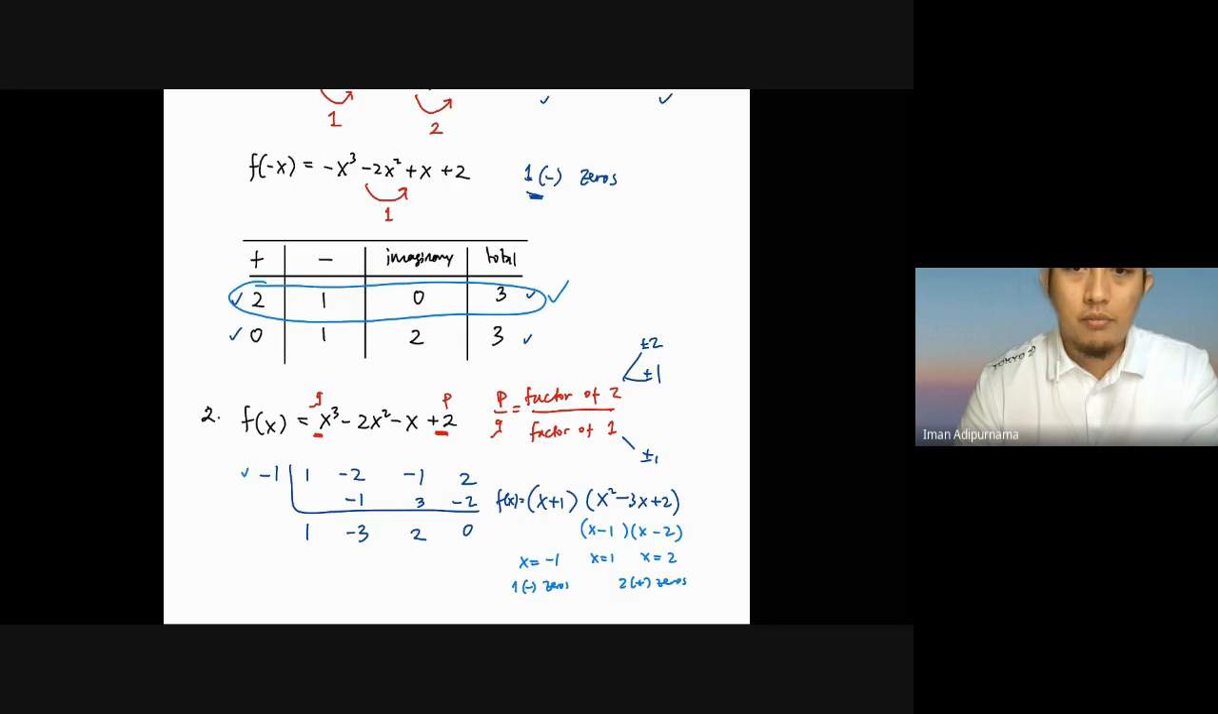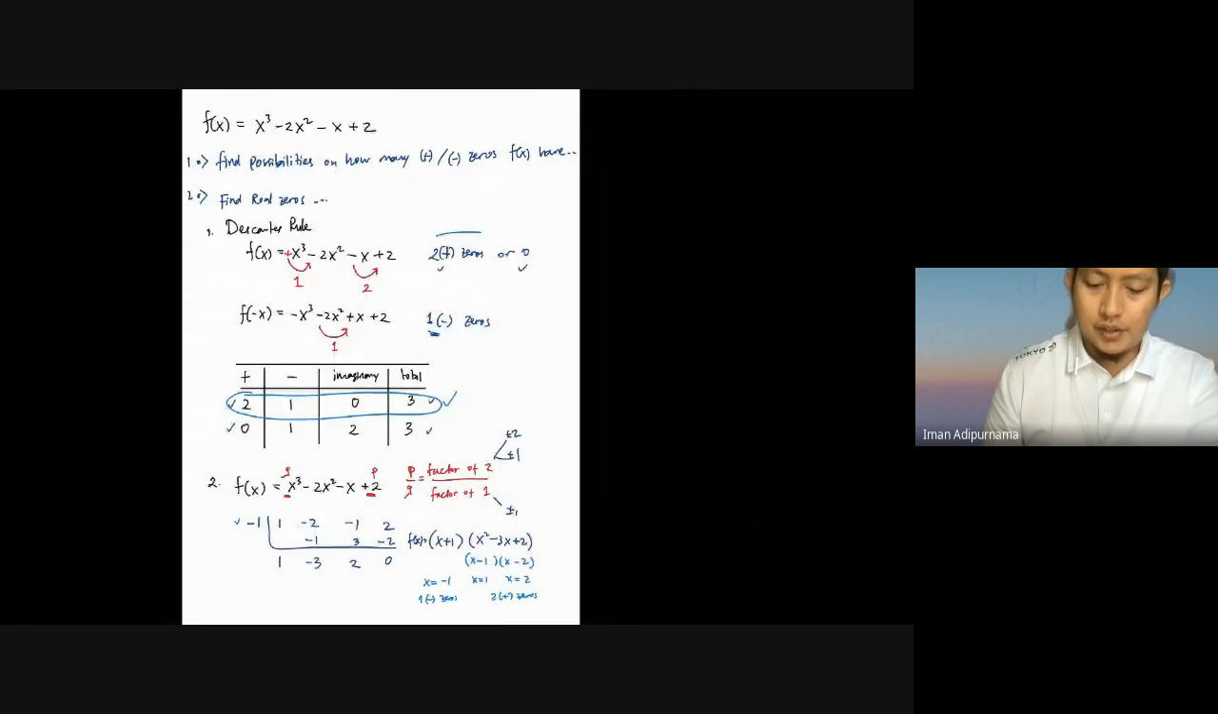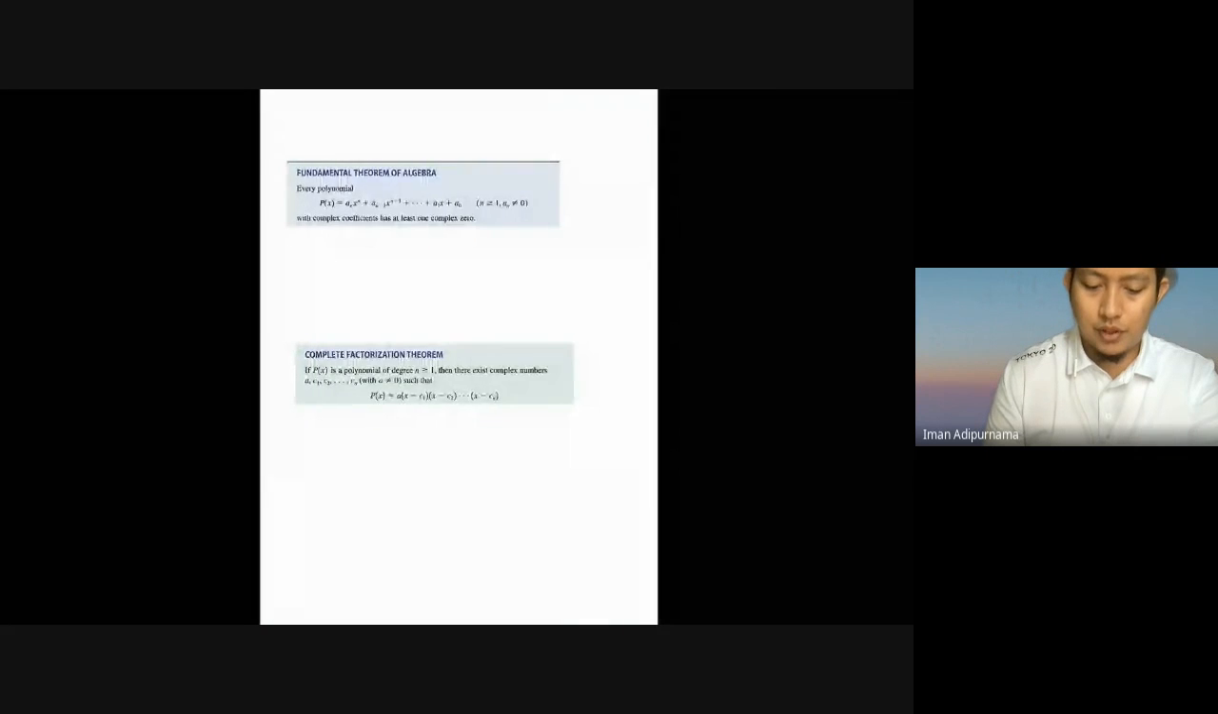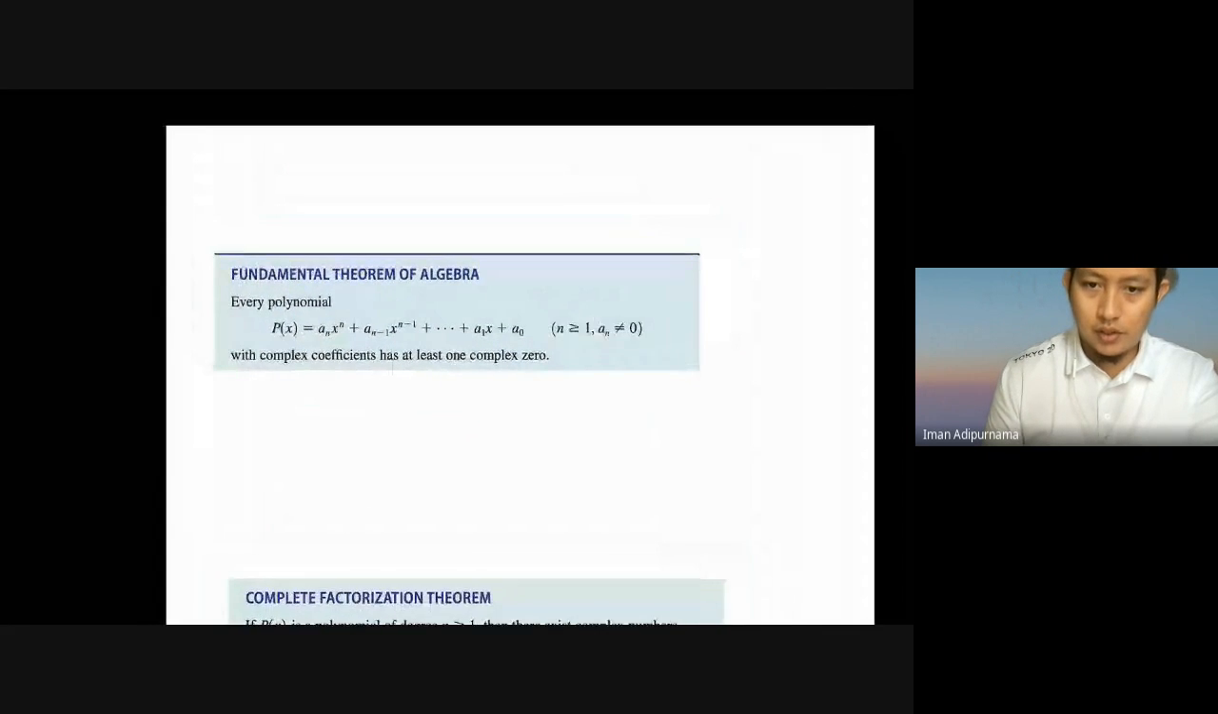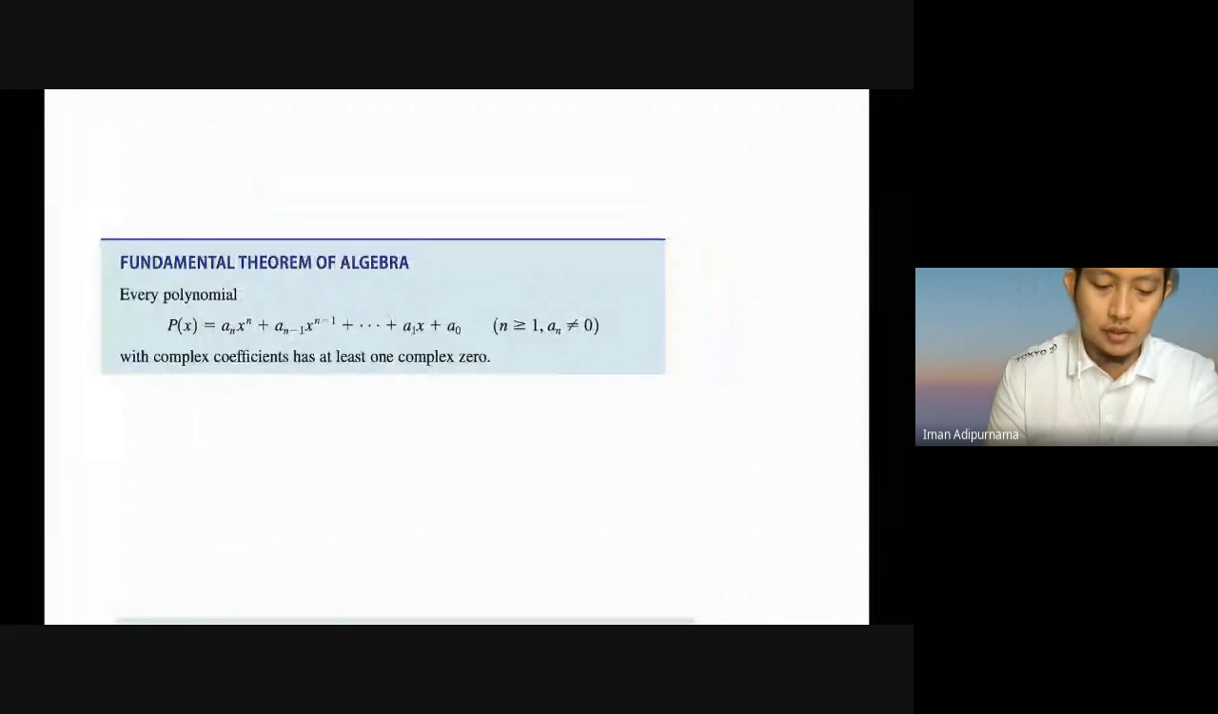Okay, I think we can move on, still in polynomials, to the complex zeros and the fundamental theorem of algebra. If there's no question here, let's move on. So this will be the fundamental theorem of algebra.